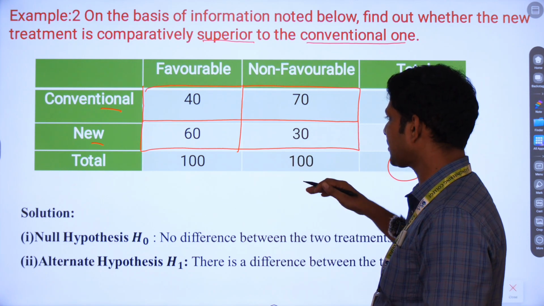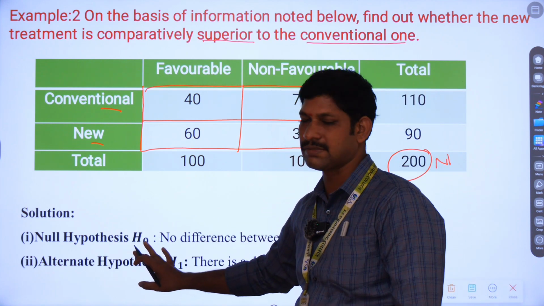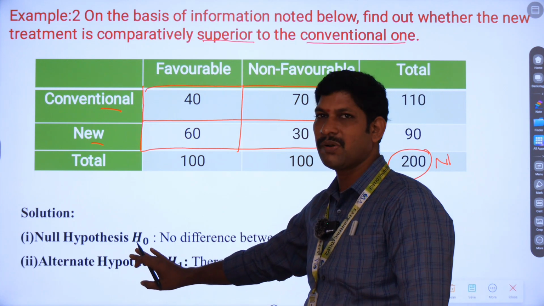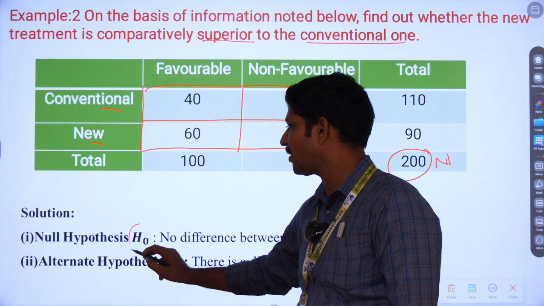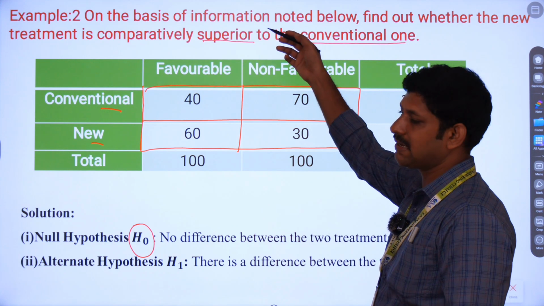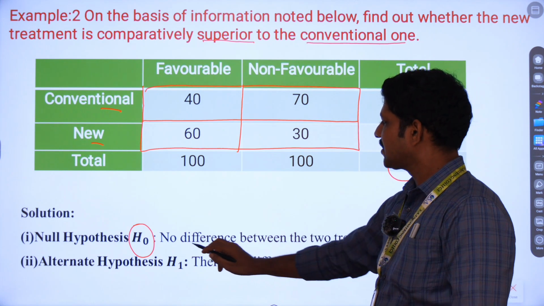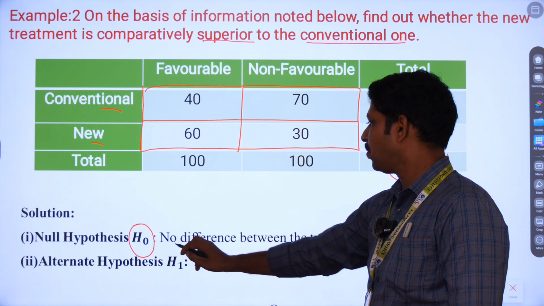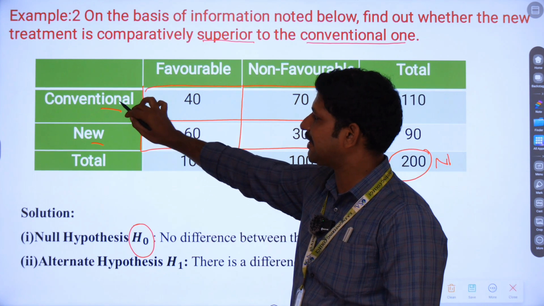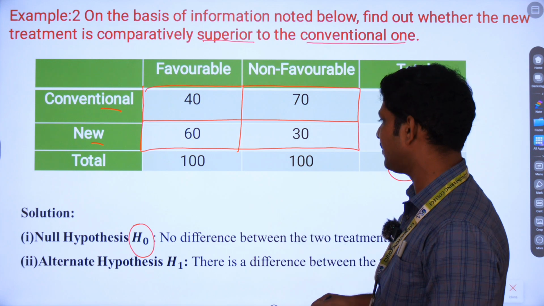Okay, now based on the chi-square test, the initial step is assuming the hypothesis. A hypothesis is nothing but a statement. Initially we assume the null hypothesis, whose notation is H0. We need to assume it depending on the discussion of the problem. So I assumed here: no difference between the two treatments, the conventional treatment and the new treatment. So both are independent.